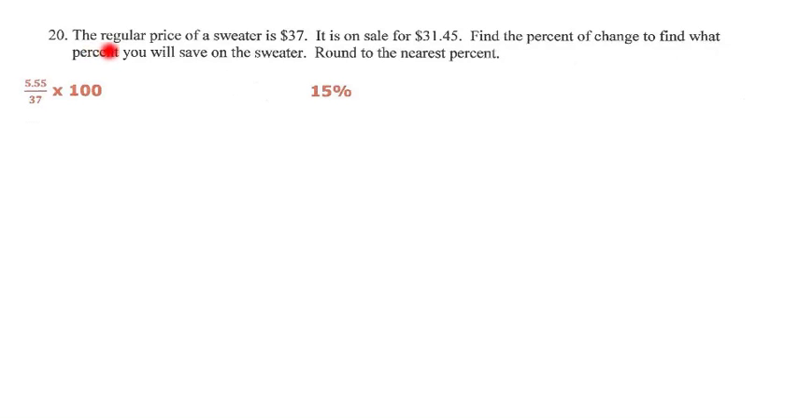Number 20. The regular price of a sweater is $37. It is on sale for $31.45. Find the percent of change to find what percent you will save on the sweater. Round to the nearest percent. So to find the percent of change, you have to subtract 37 minus 31.45, and the difference here is $5.55 over the original price times 100, which is a 15% change.